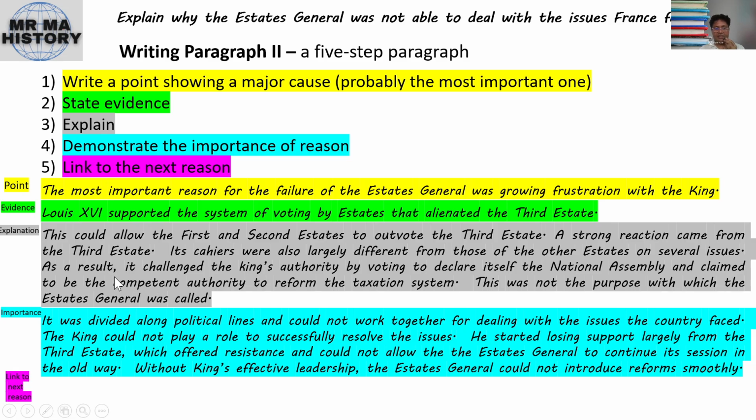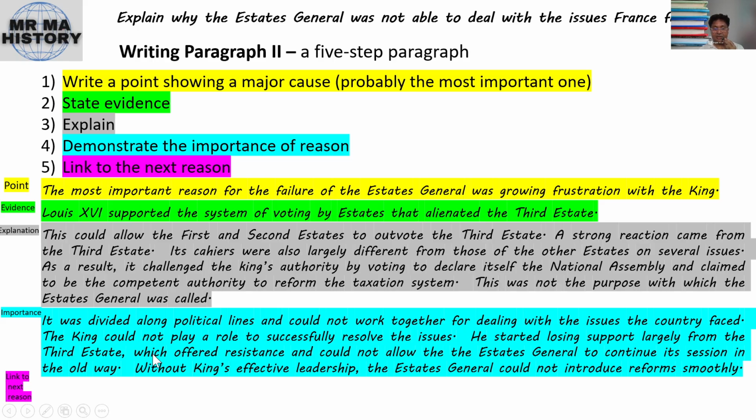Importance is generally shown in one way: you try to show the impact of the reason. So what is the impact? It was divided along political lines and could not work together for dealing with the issue. That means the Estates General was divided along political lines, and that was why it was not able to deal with the issues. Secondly, the king couldn't play any successful leading role. He couldn't come up with an effective strategy to come out of this crisis.